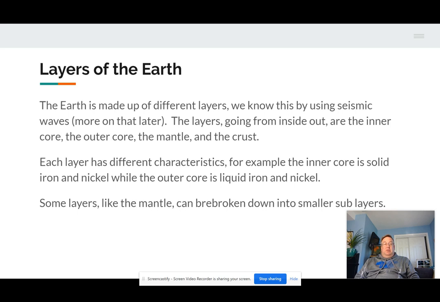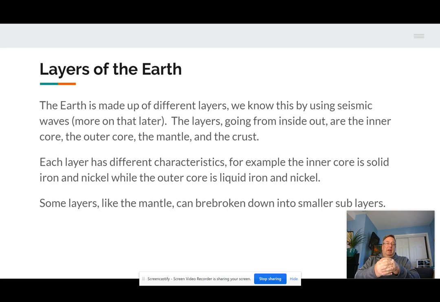So the layers that we're going to be discussing in this part of the unit, going from the inside out, is going to be the inner core, okay, which is solid iron and nickel. Okay, then you have the outer core, which is melted iron and nickel, which sounds a little weird if you think about that. Inside the melted iron and nickel, I have a big batch of solid iron and nickel.